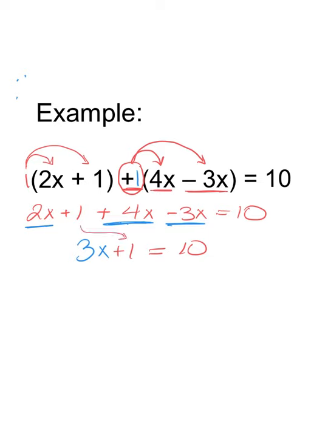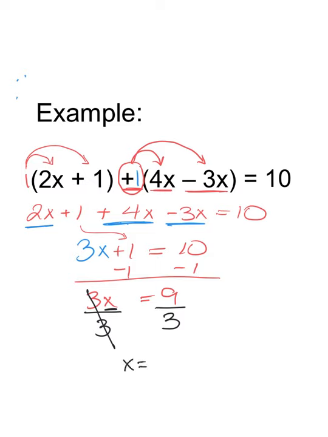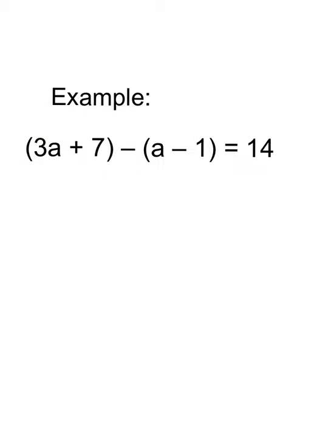Next, we're going to use addition or subtraction to make all the letters on one side and the numbers on the other. So I'm going to minus 1, minus 1. 3x equals 9. And finally, I'm going to divide each side by the number in front of the x. Here it cancels. And in my calculator or in my head, 9 divided by 3 is 3. So for this one, my answer is 3.